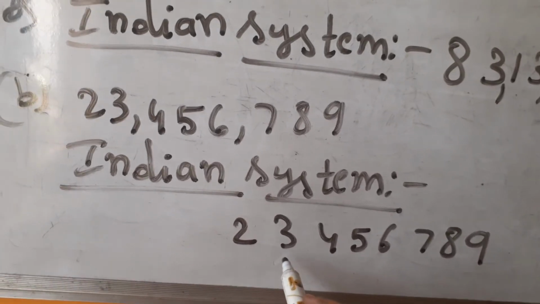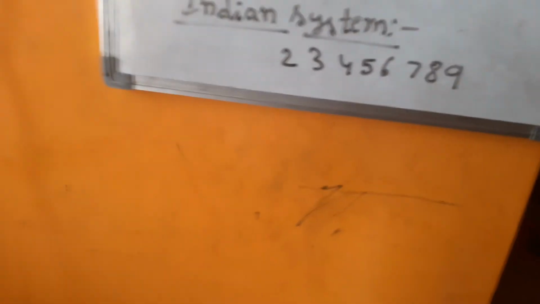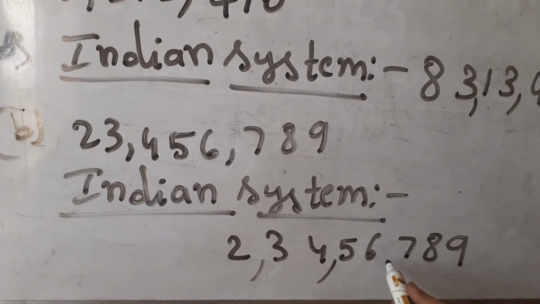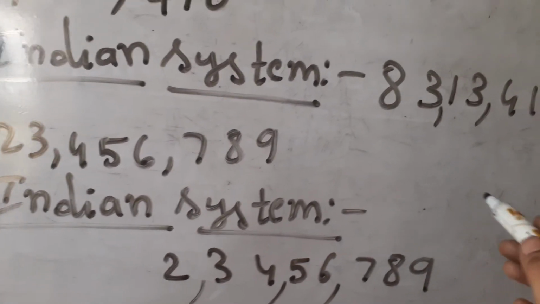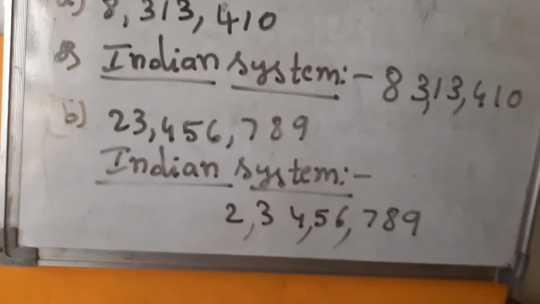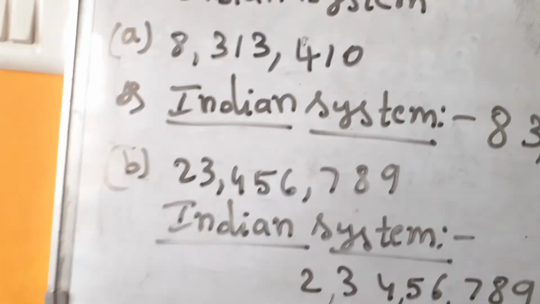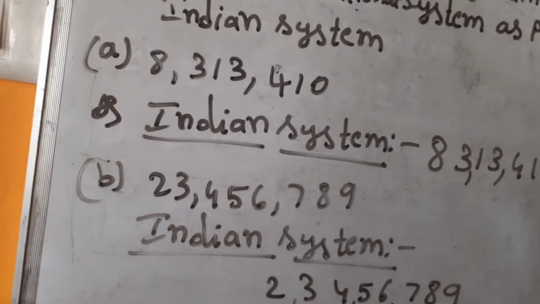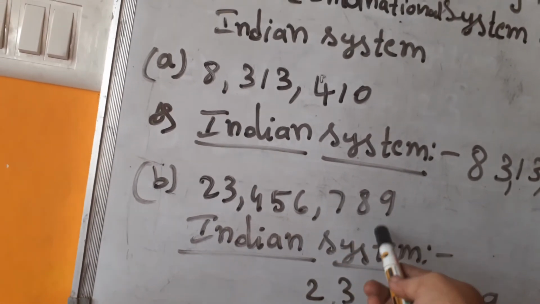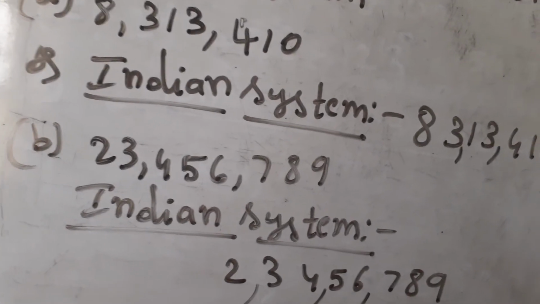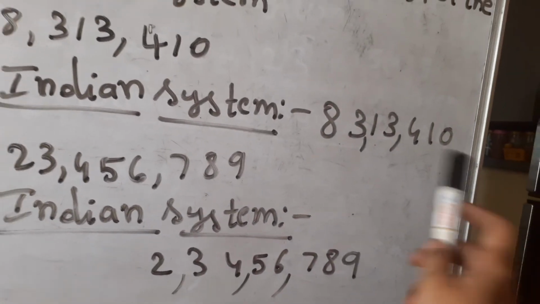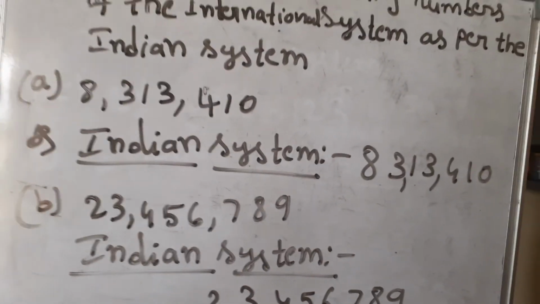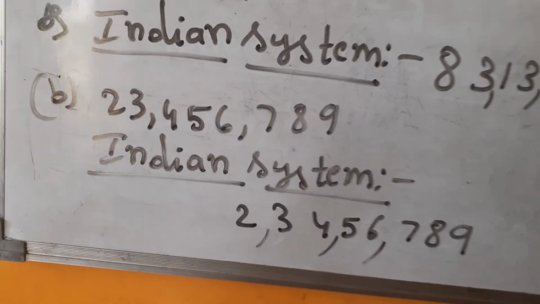23 lakhs. Sorry. First we should convert to 2 crores 34 lakhs 56,789. What is the difference between Indian and international? In the international number system, after the last 3 digits on the right side you put commas every 3 digits. But in the Indian number system, after the last 3 digits you put commas after every 2 digits. That is the only difference. Students, the remaining ones you can do.